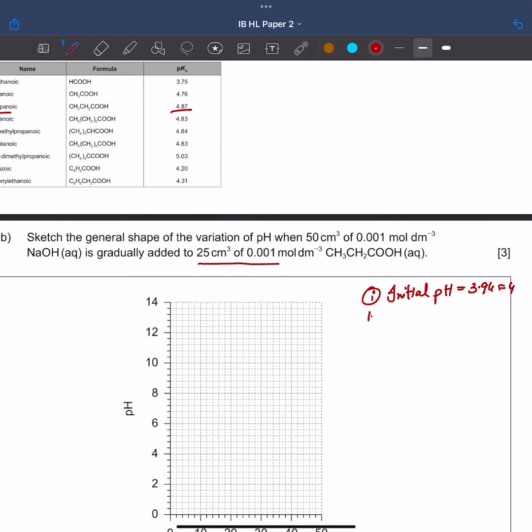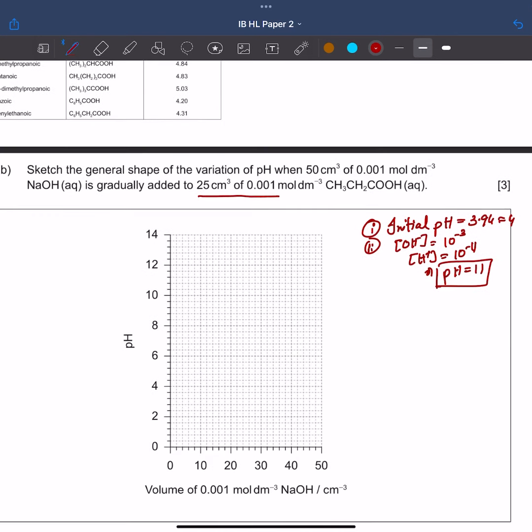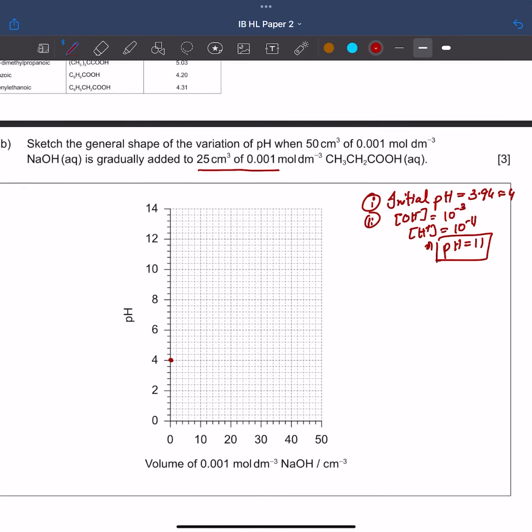What happens at the final pH? Finally, you have 25 centimeter cube of propanoic acid and 50 centimeter cube of NaOH. So finally only NaOH will be present in the solution. As NaOH is a strong base, the OH minus concentration will be 10 to the power minus 3. So from here the H plus concentration will be 10 to the power minus 11. So pH will be 11. So the final pH will be 11 and the initial pH will be 4. So I can say that it will start from here and finally it will end here, 11, 12, 13, 14.